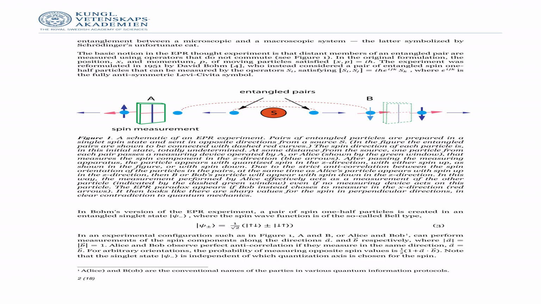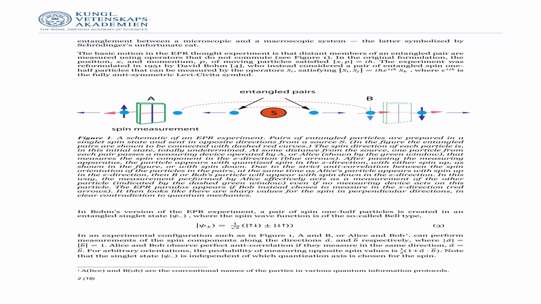Entanglement between a microscopic and a macroscopic system, the latter symbolized by Schrödinger's unfortunate cat. The basic notion in the EPR thought experiment is that distant members of an entangled pair are measured using operators that do not commute. See Figure 1. In the original formulation, the position x and momentum p of moving particles satisfied [x, p] = iħ.